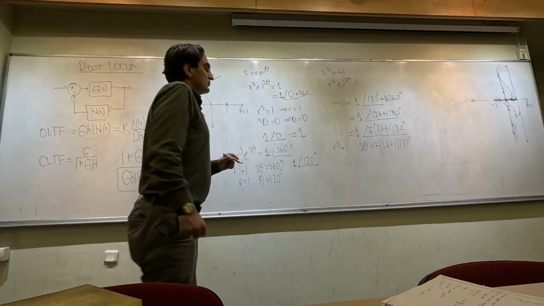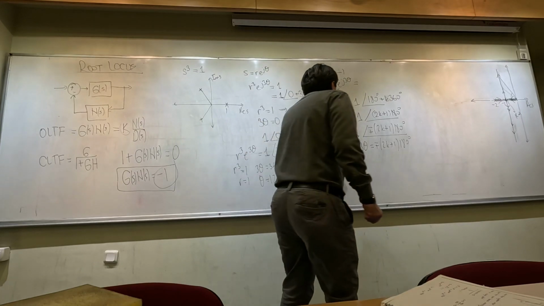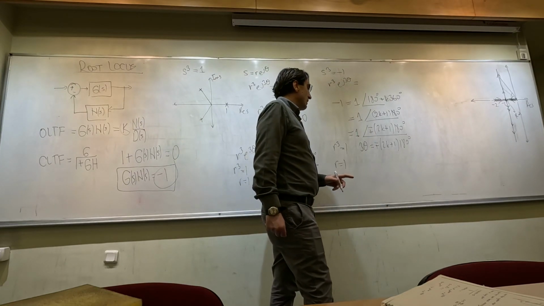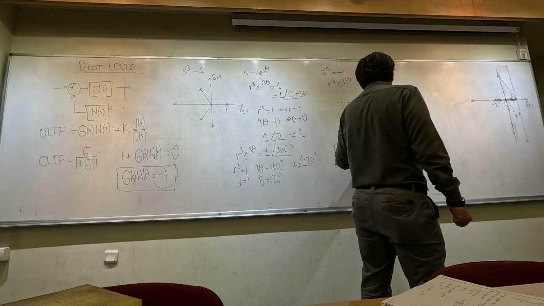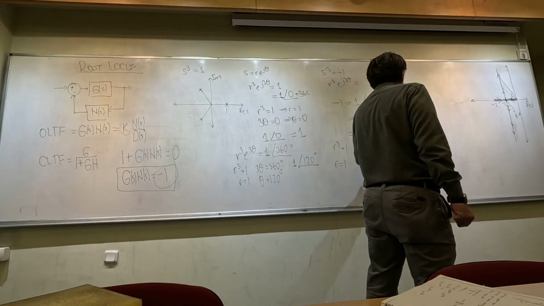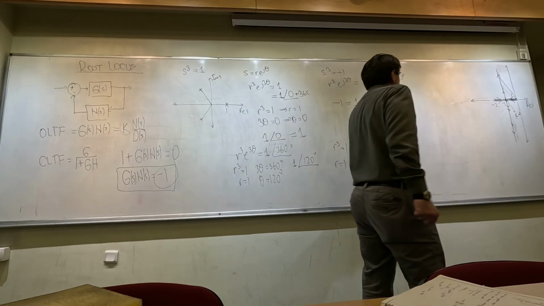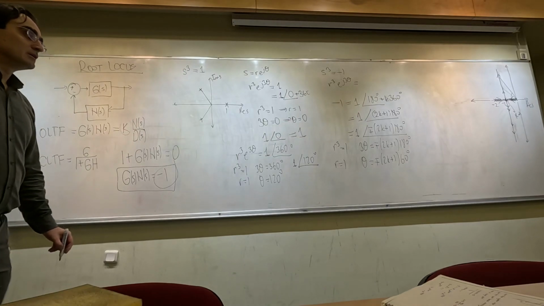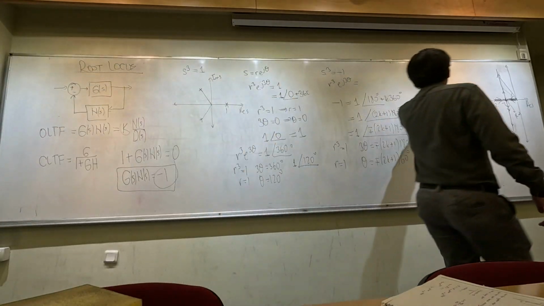Okay? So I see here that r should be equal to 1. It's a real positive number. It should be 1. And theta is going to be plus minus 2k plus 1, 60 degrees. Okay? So it is going to be something like this. So where are the solutions of this equation?